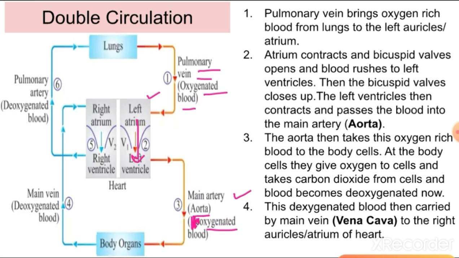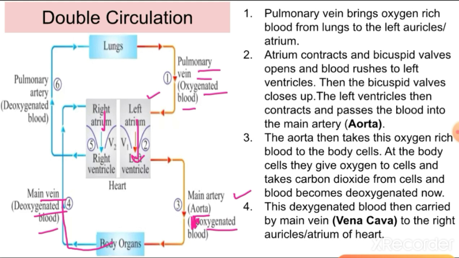The body organs will receive oxygen and will give carbon dioxide to the capillaries. So the capillaries will give blood to the main vein then. The main vein then carries the deoxygenated blood, which is also known as the vena cava. So this vena cava brings the blood to the right atrium.